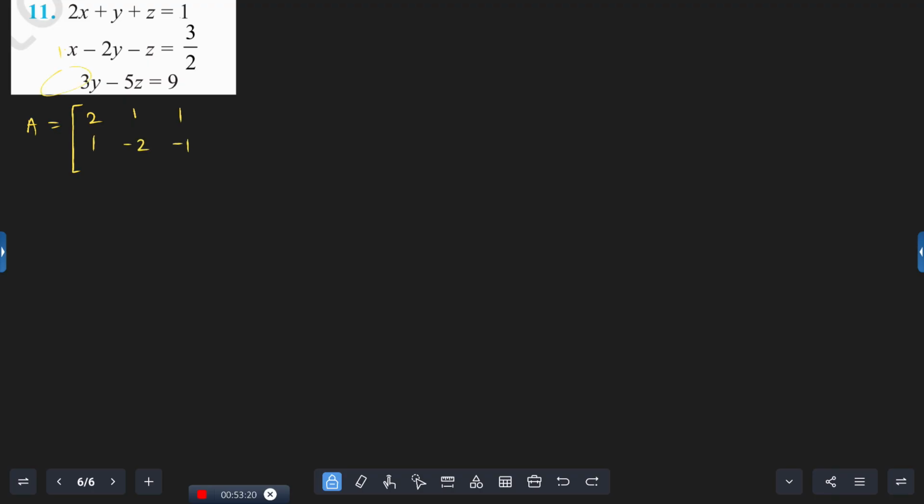See here, there is no x variable. Have you noticed? No x variable. Now we have to take 0, y variable 3, z variable minus 5. That's it, like that. The X matrix is capital X: X, Y, Z. Here there are 3 variables, so I am giving X, Y, Z. And the constants we have, that is the B matrix: 1, 3 by 2 and 9. So I gave the constant matrix.